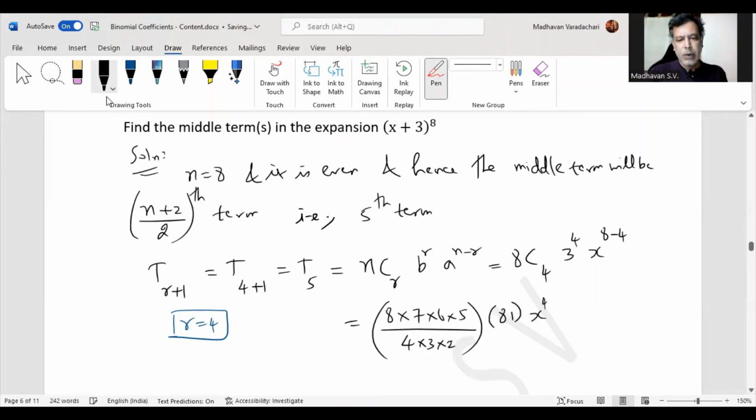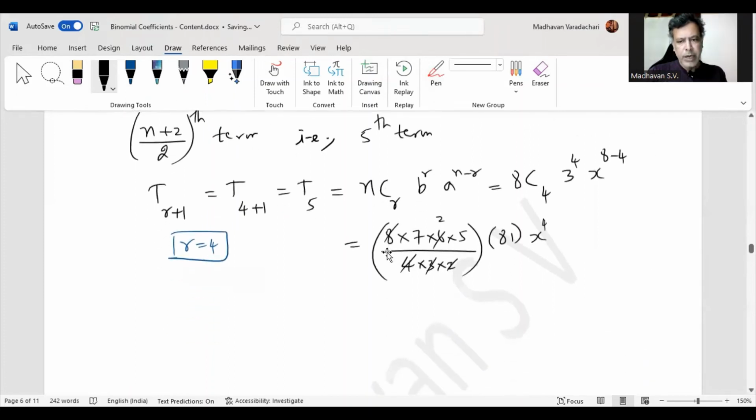Now this 4 and 3 goes with this, and this goes with this 2 times. So we get 7 into 2 into 5 into 81. We get 5670 times x power 4, which is our middle term. Only one middle term if the n value is even. So that is the solution for this particular question.